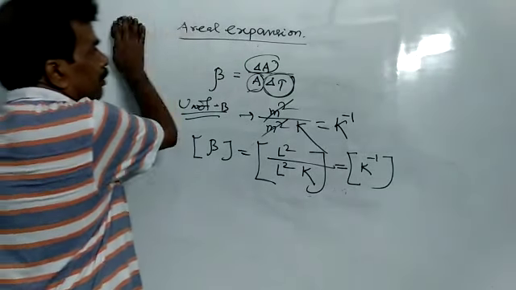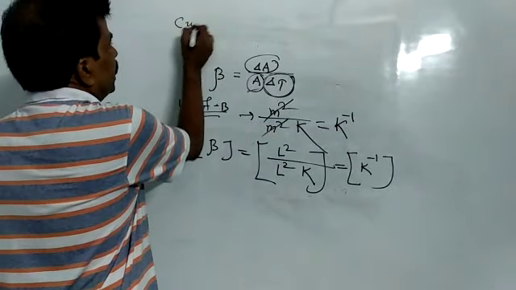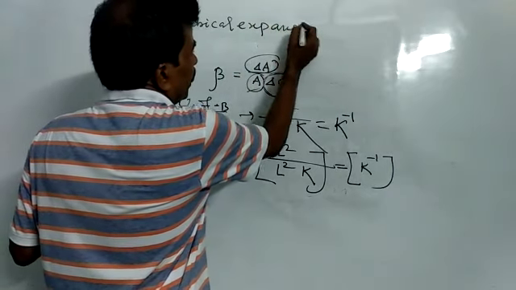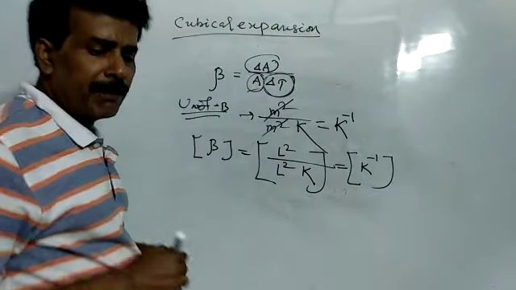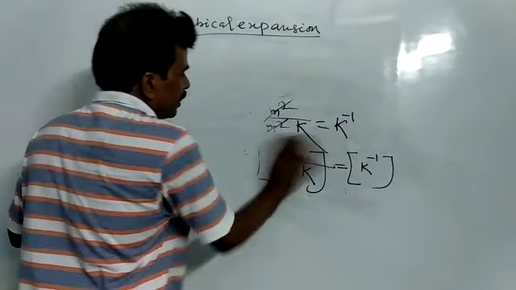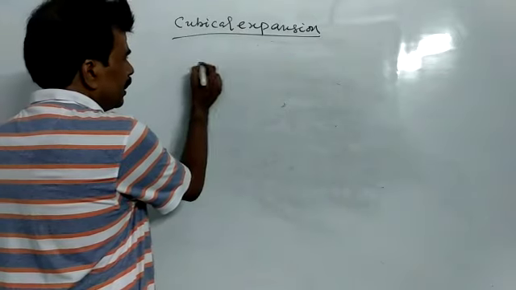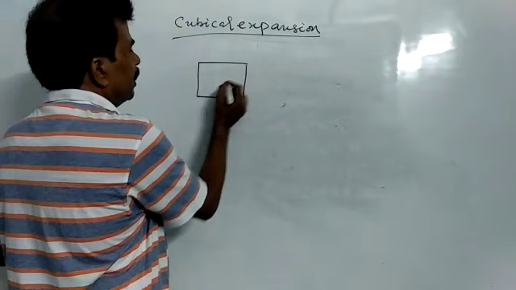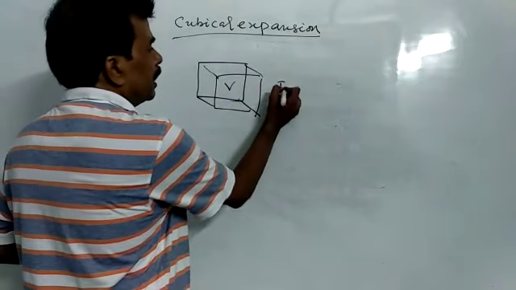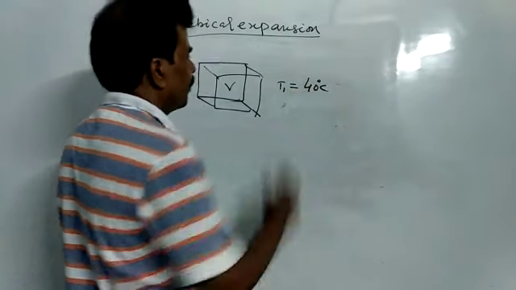Then we'll discuss volume expansion, or cubical expansion. Cubical expansion means when temperature increases, volume increases. The shape or size of a body increases. That is called volume expansion. Suppose at temperature T1, this body has volume V. We are taking this T1 as 40 degree centigrade.